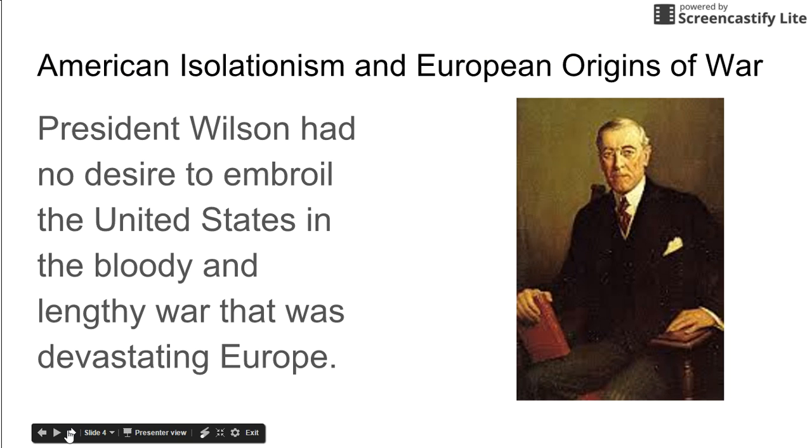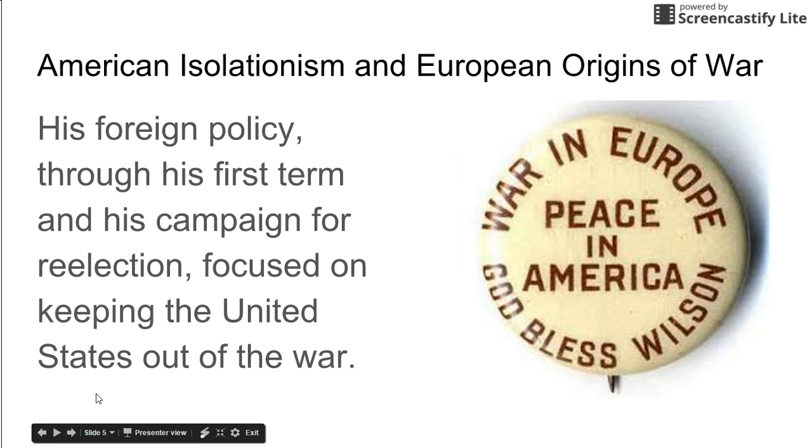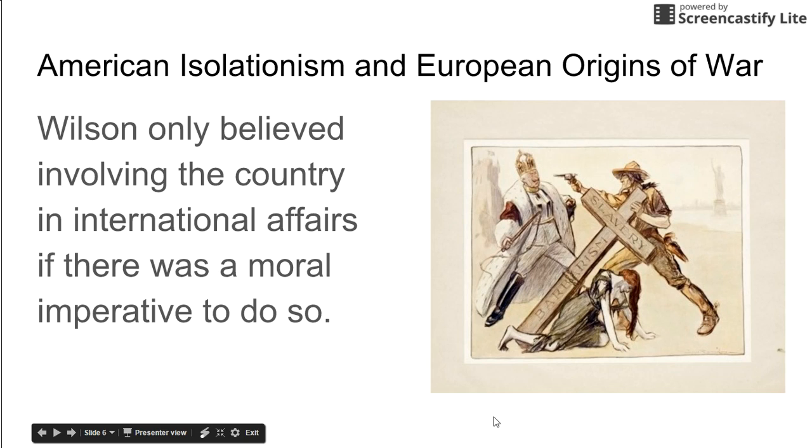President Wilson had no desire to embroil the United States in the bloody and lengthy war that was devastating Europe. His foreign policy through his first term and his campaign for re-election focused on keeping the United States out of the war. Wilson only believed in involving the country in international affairs if there was a moral imperative to do so.